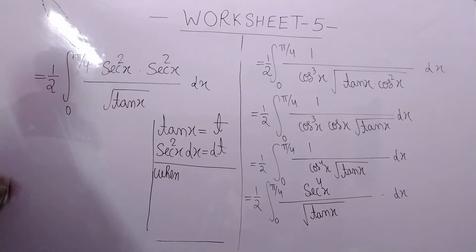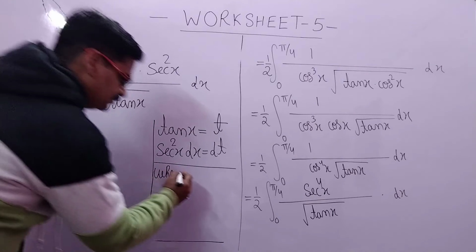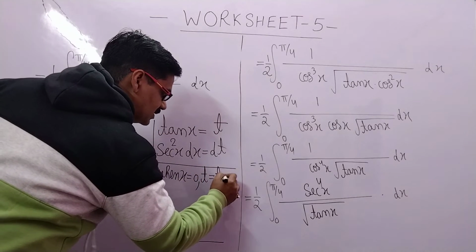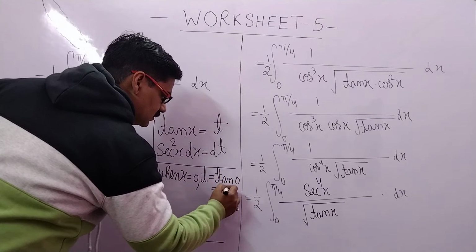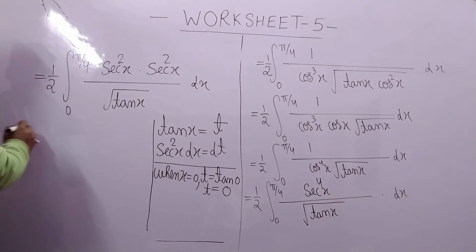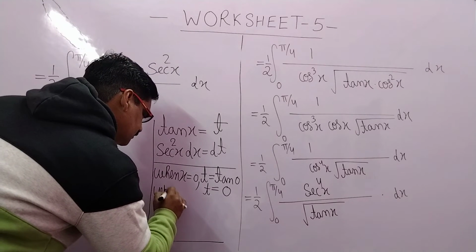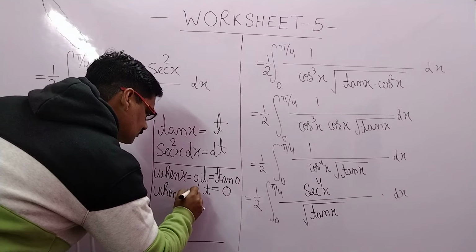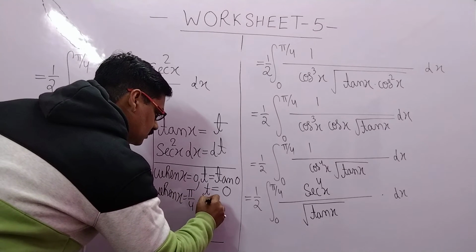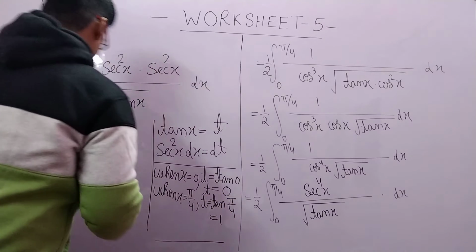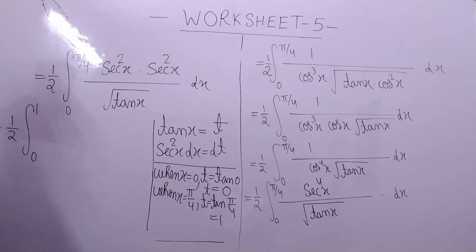Now new limits are when x equals 0, t equals tan 0, and tan 0 is equal to 0. So new lower limit is 0. When x equals pi by 4, t equals tan pi by 4. Tan pi by 4 is 1. So limits are 0 to 1.